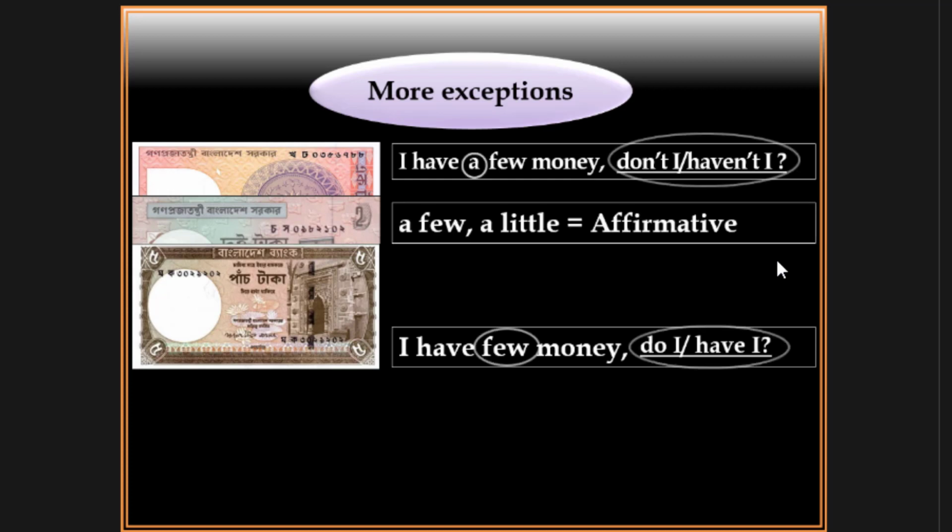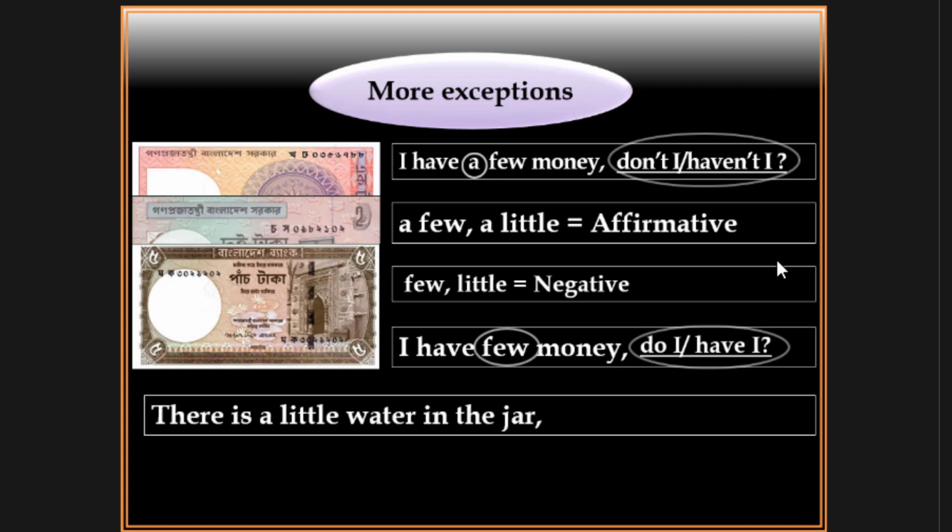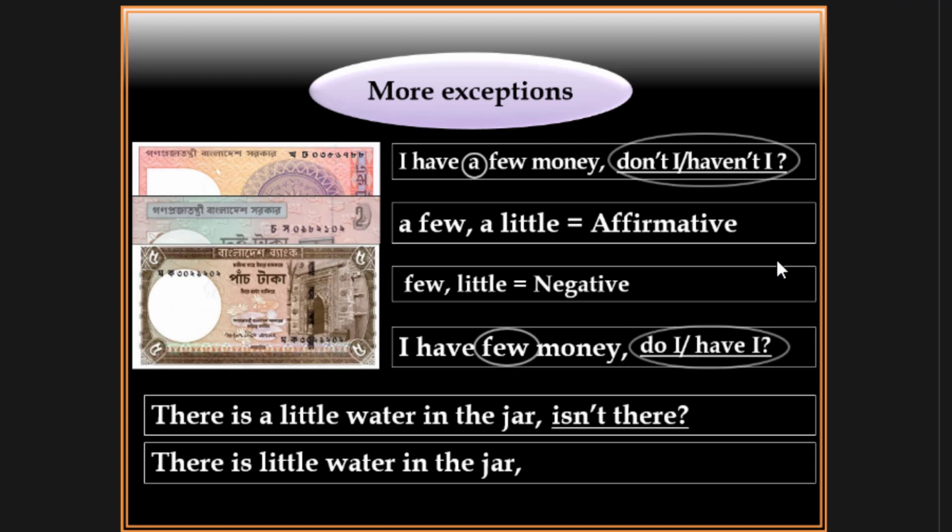A few, a little. They indicate a positive statement. There is a little water in the jar. Isn't there? Here we see a little. And this is a positive statement. So the tag question will be isn't there? There is little water in the jar. Here we see the word little. So this is a negative statement. So the tag question will be is there?